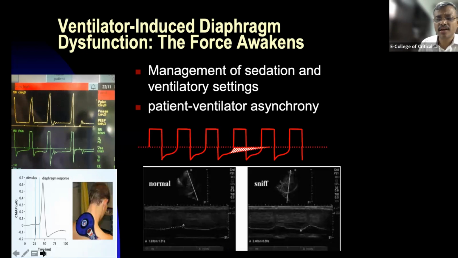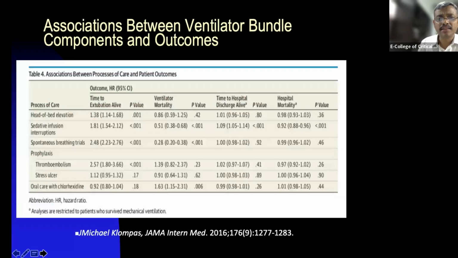This is the autoPEEP developing in this patient, and the outcomes. These are the simple things: head end elevation, sedative infusion interruption, early morning wake up call, spontaneous breathing trials, thromboembolism prophylaxis, stress ulcer prophylaxis, oral care with chlorhexidine. These matter a lot in the patient outcome here.